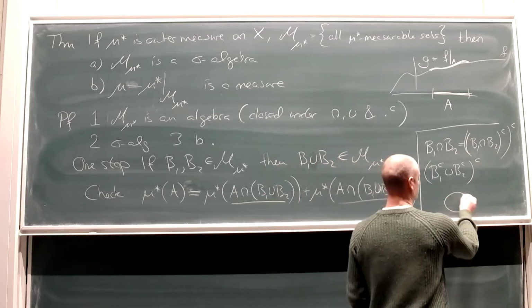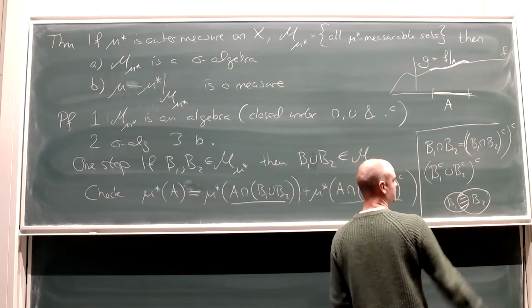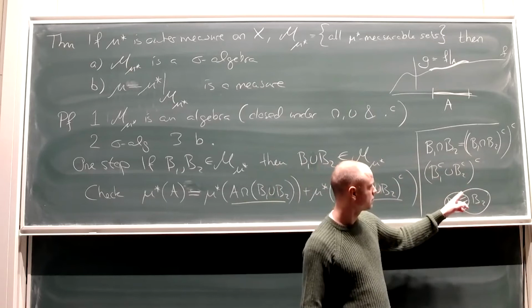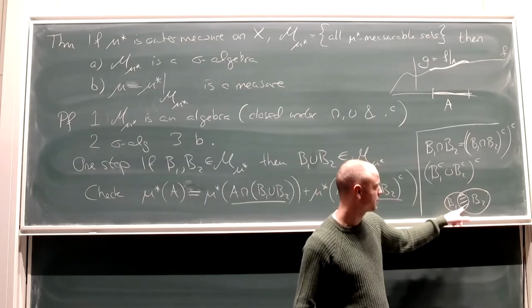So this is B1, this is B2. Then the intersection of B1 and B2 is this. If I take the complement of that, it's everything outside this shaded zone, right? And if you take everything outside B1 and union that with everything outside B2, this piece is outside B2, this piece is outside B1, so you get everything except that piece in the middle. So these two are the same.